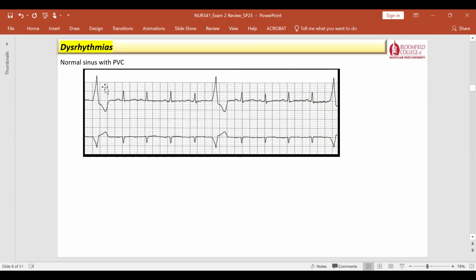So the QRS, right, the first one looks abnormal. It doesn't look like the other QRSs. Same thing for this one. And the first one here, the abnormal one, is going to be very similar to this one in the middle, as well as the last one.